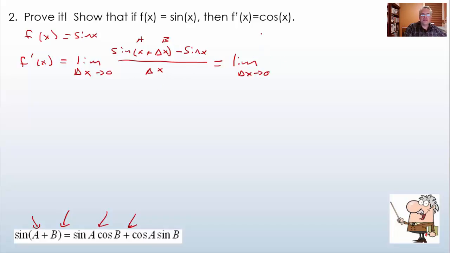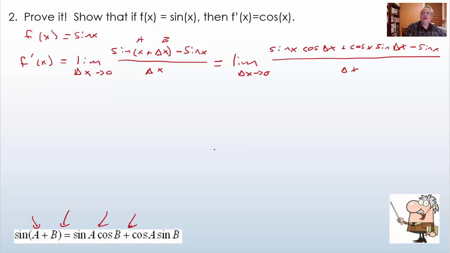All right, so it's sine of a, that would be sine of x, times cosine of b, so cosine delta x. All right, plus cosine of a, that'd be cosine of x. Sine of b would be sine of delta x. All of that was expanding this first thing here. Then we have minus sine of x all over delta x.